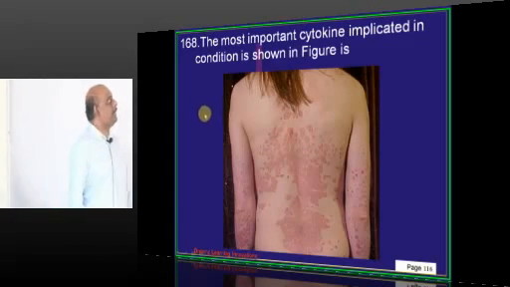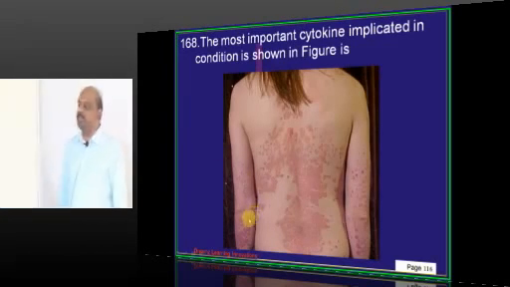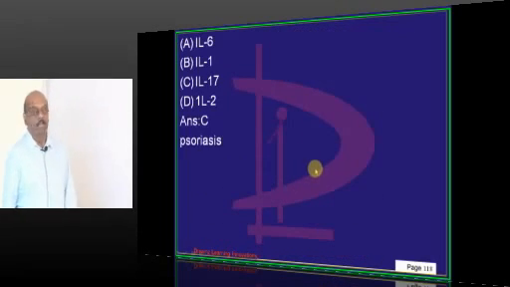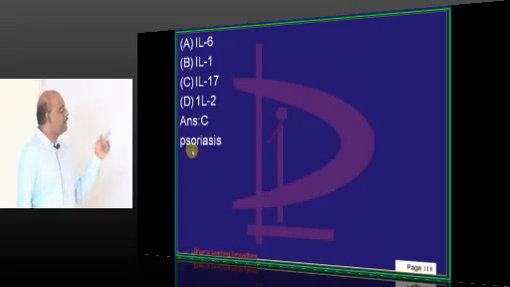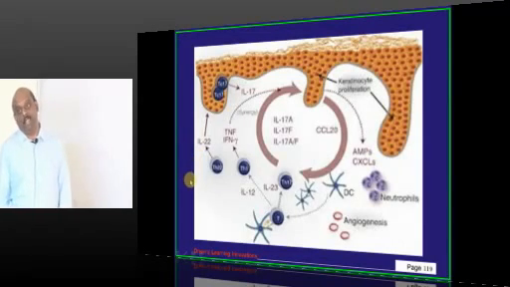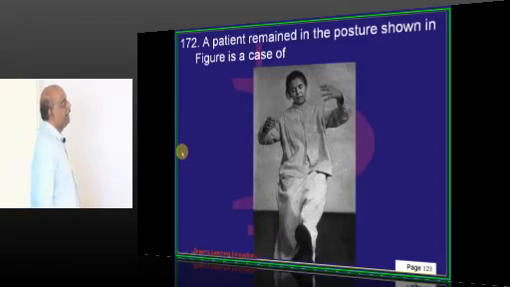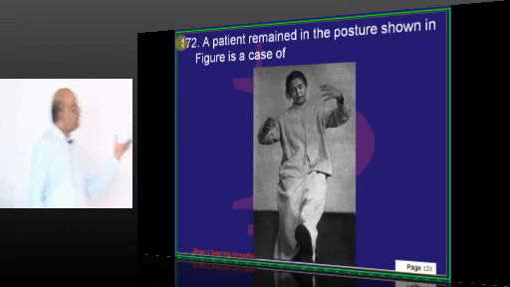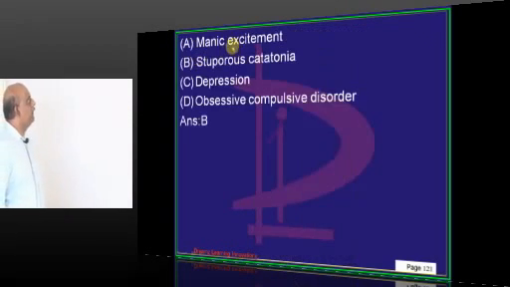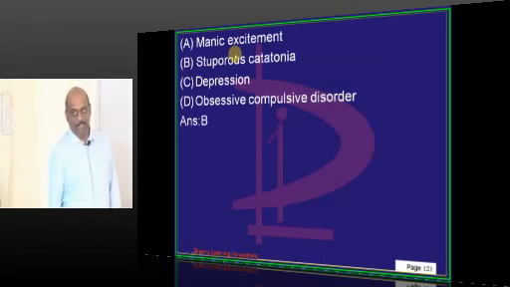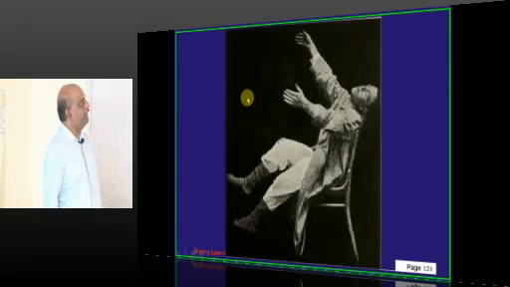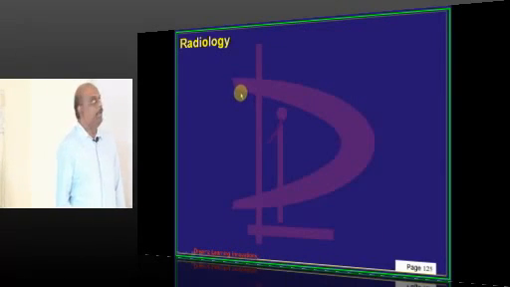Now, what is the most important cytokine implicated in this? What is this? They have silvery scales, which are classical of psoriasis. So, it is interleukin 17 which is implicated in the pathogenesis of psoriasis, is what you need to basically remember. A patient retained in the posture shown in the figure, fundamentally it is a case of cataplexy, which is typically a feature of stuporous catatonia, is what you need to remember.